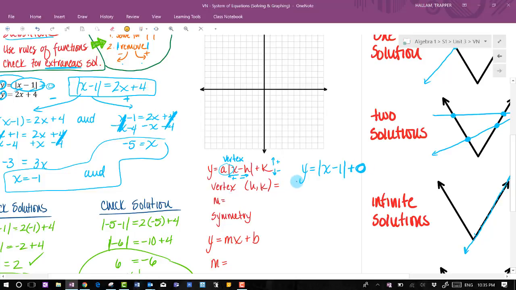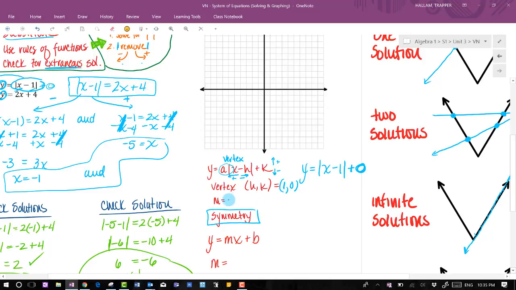So that's going to give me a portion of my vertex, the 0 for the k. My h is going to be +1 because it looks negative in there. If it was a +1, this would look like a negative. So I've got my h and k, so I've got my vertex. Don't forget that absolute values have symmetry.